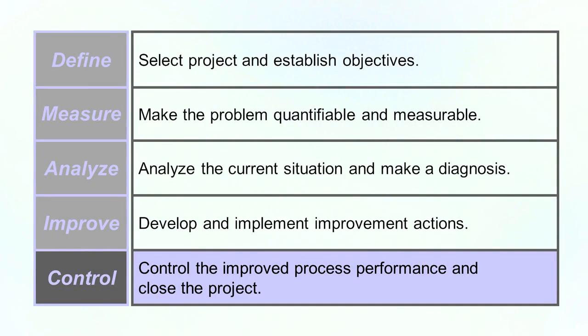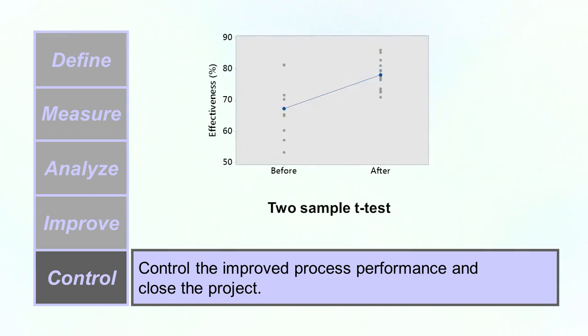This is a vital phase of any project because we do not want the process to slip away to its performance level before the improvement. Statistical tools like the two-sample t-test can be used to compare the before and after project situation and show the effectiveness of your project.